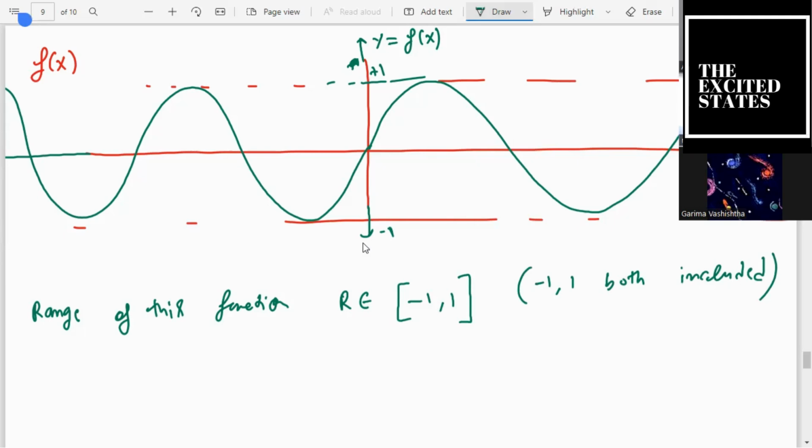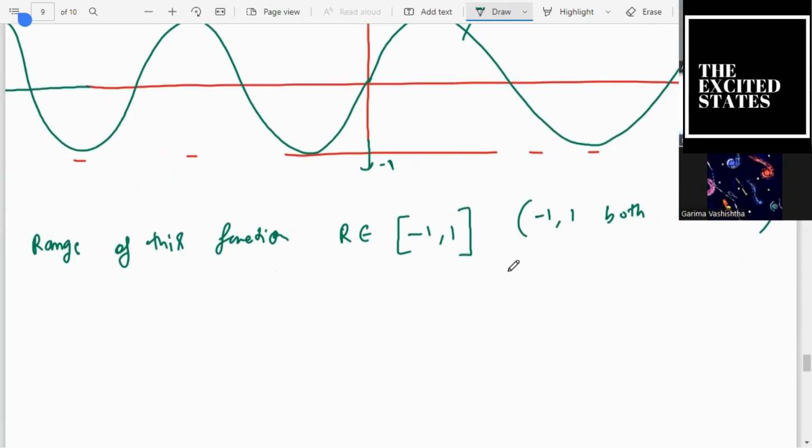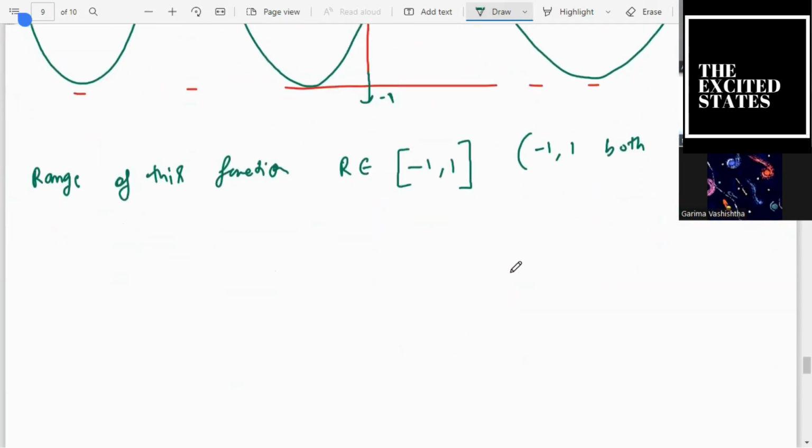Did you get it? Yes, sir. So this is simply called the domain and range. Basically, this is called the sin x function, y equal to sin x. The range of sin x and cos x is -1 to 1. It is always bounded. So this is all about the domain and range of the function.